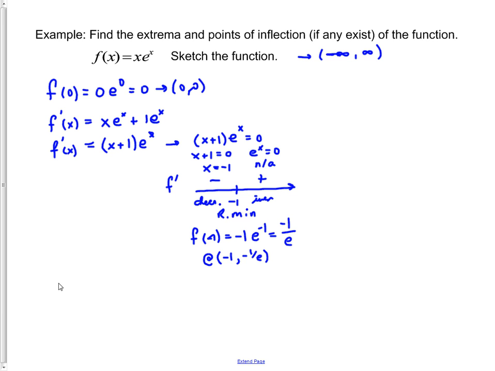All right, points of inflection, those are going to occur where the second derivative is either 0 or undefined. So if we take f double prime of x, that's the derivative of our first derivative. So we have two functions here.